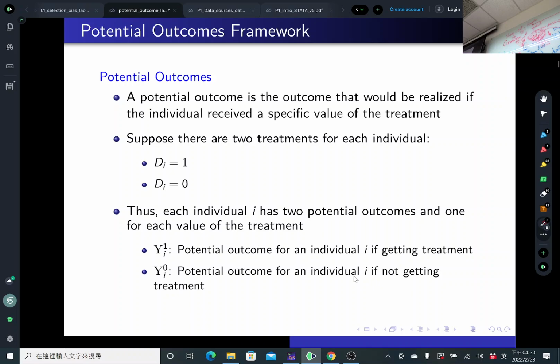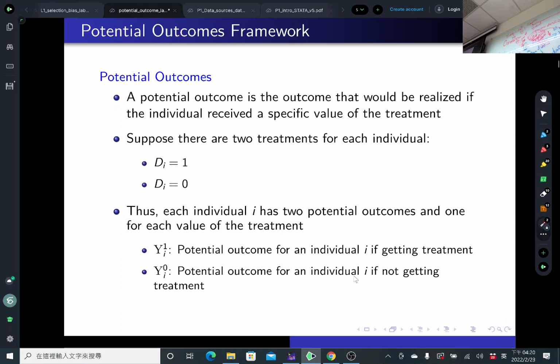So suppose we have two treatments for each individual. One is you get the treatment, and the other is you do not get the treatment. So that's a two-type treatment. In that case, you will have two potential outcomes. Each potential outcome has its corresponding value of the treatment.